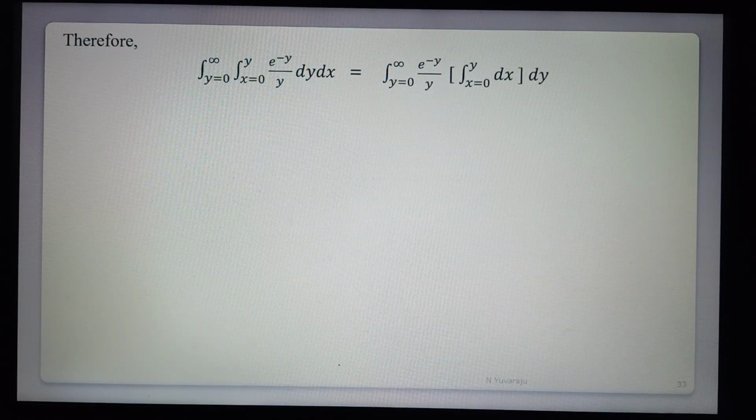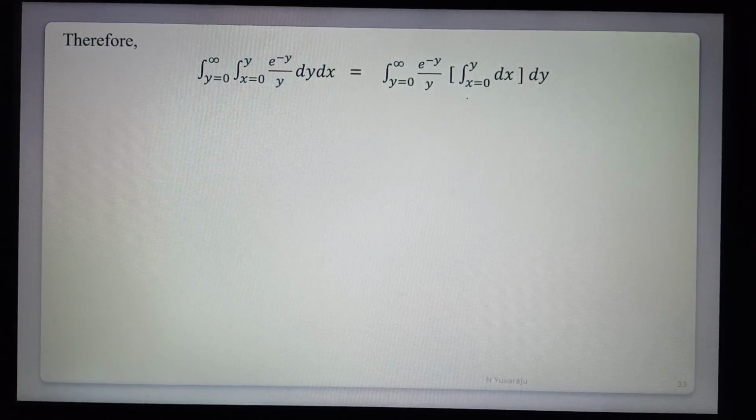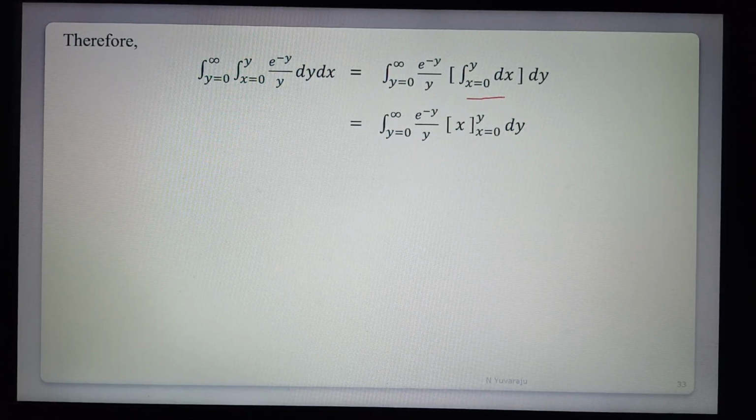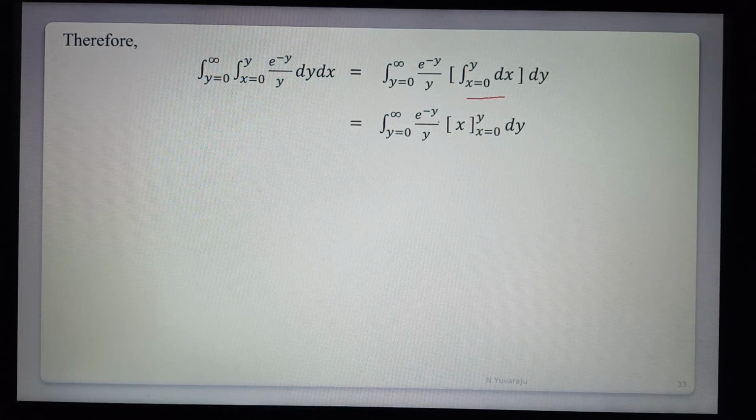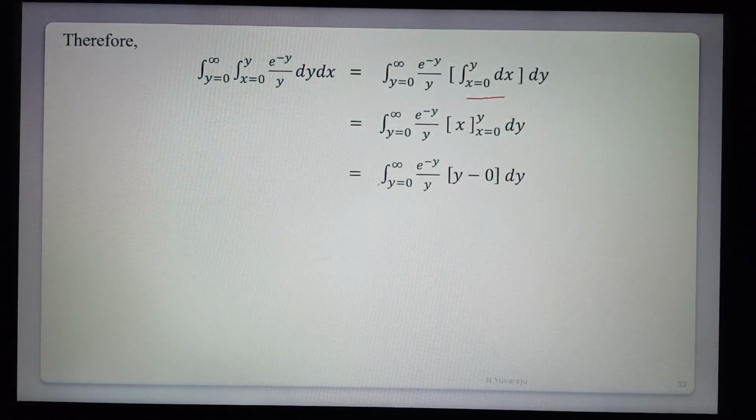So integration y is equal to 0 to infinite, integration x is equal to 0 to y, e power minus y by y into dy dx, that is equal to integration y is equal to 0 to infinite. First with respect to x, e power minus y by y is a constant, so integration x is equal to 0 to y of dx, integration of 1 is x, so integration y is equal to 0 to infinite e power minus y by y, with x limit 0 to y, that is equal to substituting, e power minus y by y into y minus 0.